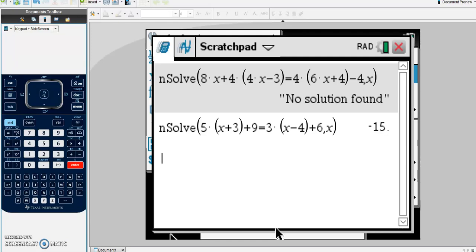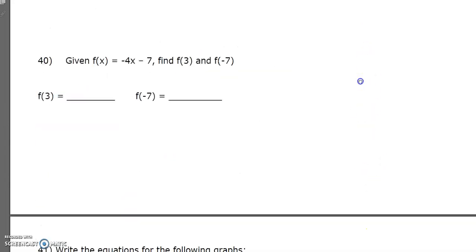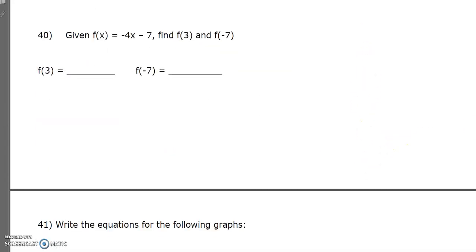Alrighty. Let's go back to our problems now. So we got 38. We got 39. Let me move it up a little bit. Here we go. Number 40. So number 40 says, given f of x equals negative 4x minus 7, find f of 3 and f of negative 7.